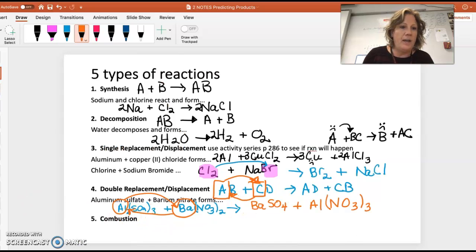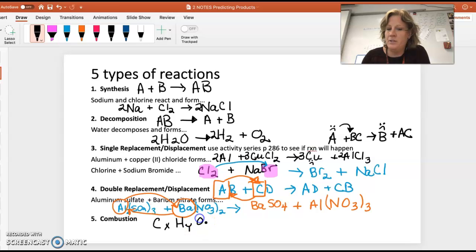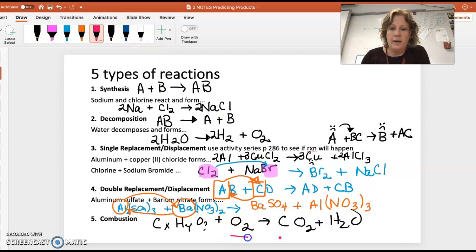And then the last type of reaction is combustion. When you have a combustion reaction, you have carbon with some amount of hydrogen, sometimes oxygen. And when something burns, it needs oxygen. And it's always going to form carbon dioxide and water. So these three things are constant for a combustion reaction. This can vary.